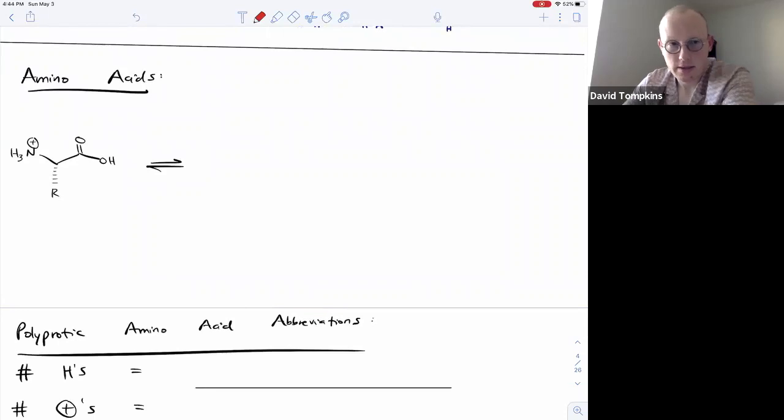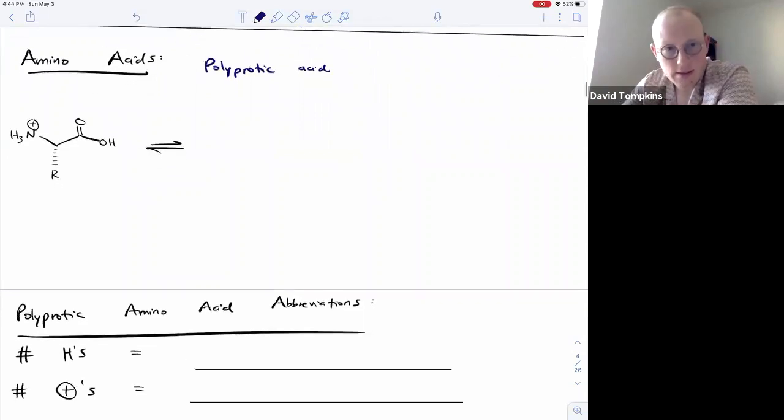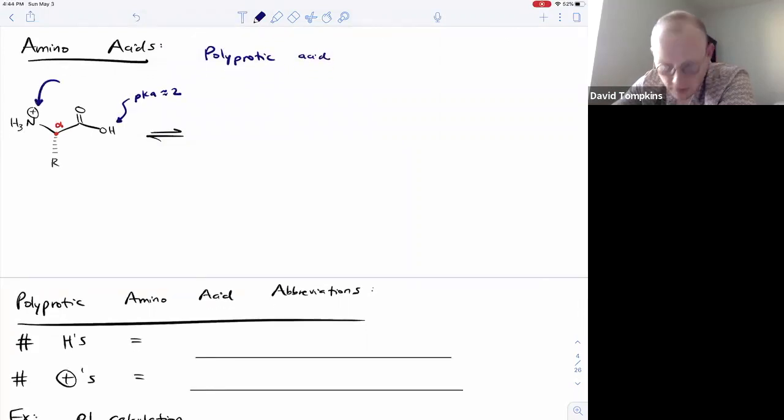So amino acids, if you've taken analytical chem, you've seen these before, but they are sort of nature's common polyprotic acid. And they always have an alpha carbon that is central to the structure, where you have a carboxyl group with a pKa of roughly 2 and an ammonium ion that, when fully protonated, is positively charged with a pKa of 9, maybe 10.